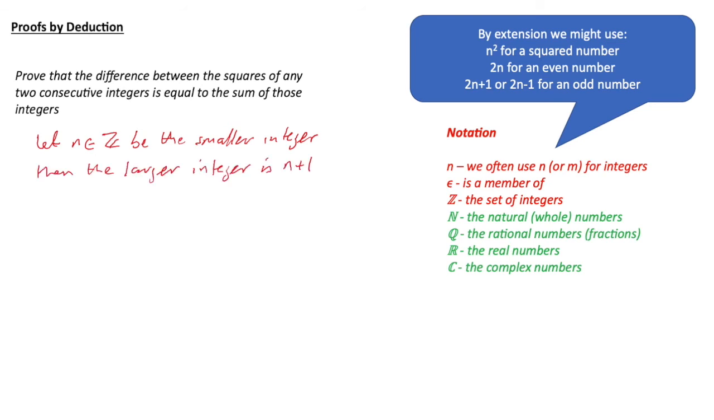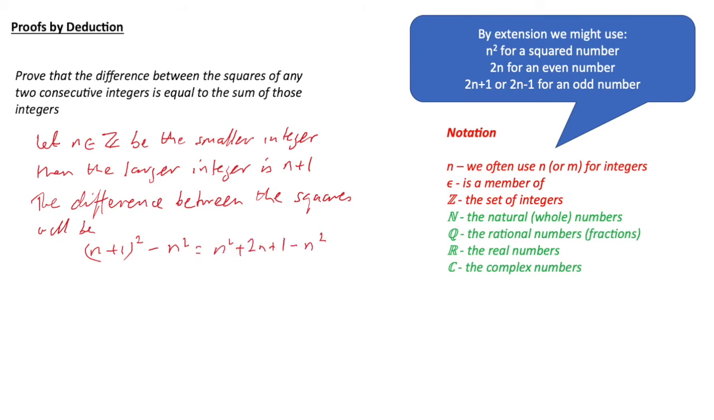So going back to the proof, if n is the smaller integer of the two consecutive integers, or next to each other integers, then the larger one must be n plus 1. So the difference between the two squares will be n plus 1 squared, which is the larger one, take away n squared, which is the smaller one. And if we expand n plus 1 squared, we get n squared plus 2n plus 1, and then we've got our minus n squared at the end. So that leaves us with 2n plus 1.